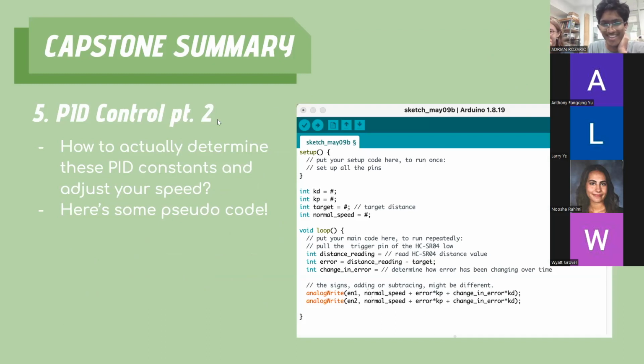The KD and KP are just constants here. You'll need to adjust those based on exactly how fast your motors will actually go. The idea is that you have some normal speed for your car, indicated here by the name normal speed. Let's say your hand moves too far ahead of the car, then your error might be positive, and you want your car to speed up to catch up to your hand.